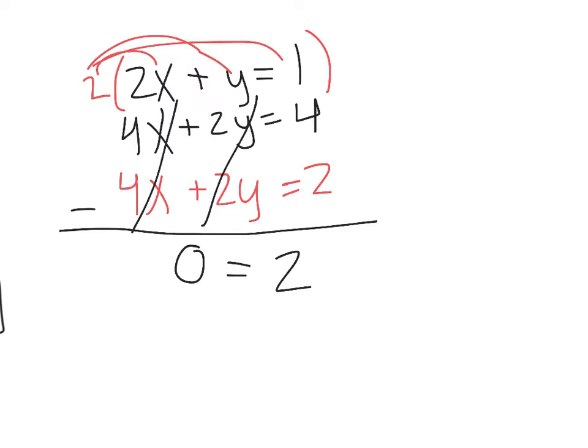Well, what do you notice happened? My 4x's were the same, and my 2y's were the same. So both of my variables canceled out, and I don't have any variable left. So I'm left with 0 on the left and 2 on the right. And that's not true. 0 is not equal to 2. And I don't have a variable that's equal to anything. I couldn't get to that point. And so I'm going to say 0 is not equal to 2. And what that means is that there is no solution to this system of equations.